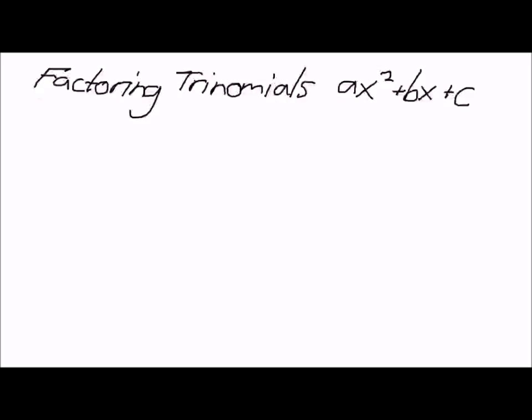Today we will be talking about factoring trinomials that are in the form of ax squared plus bx plus c. Something in this form might look like this: 5x squared minus 13x minus 6.